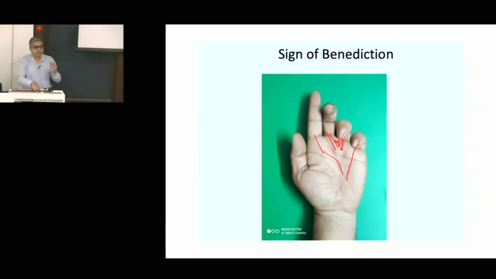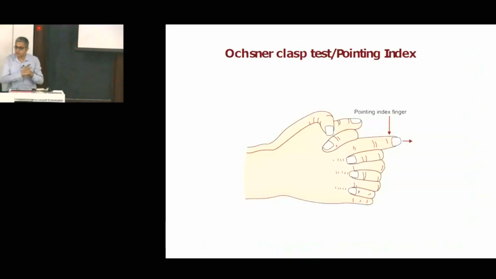Benedict sign, or another test is we ask the patient to clasp the hands, interlocking the fingers. That is known as the clasp test. This is sign of benediction. This is the Ochsner clasp test, or pointing index. You ask the person to do this, and he is not able to flex the index finger. So this is again for the median nerve, especially for the thenar group of muscles. What are the thenar group of muscles? Tell me the names.